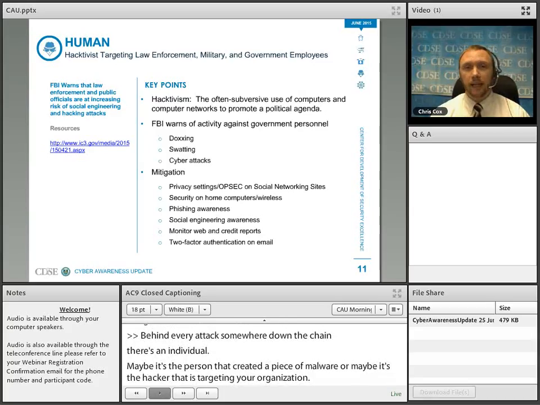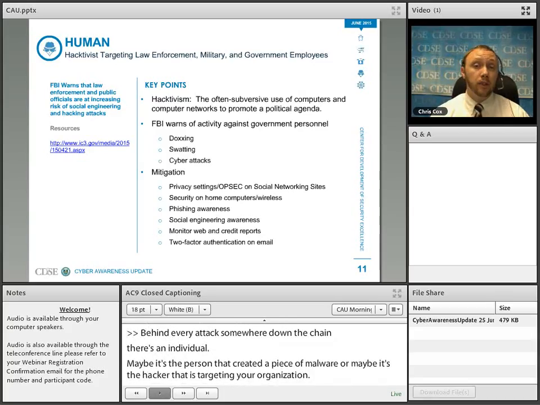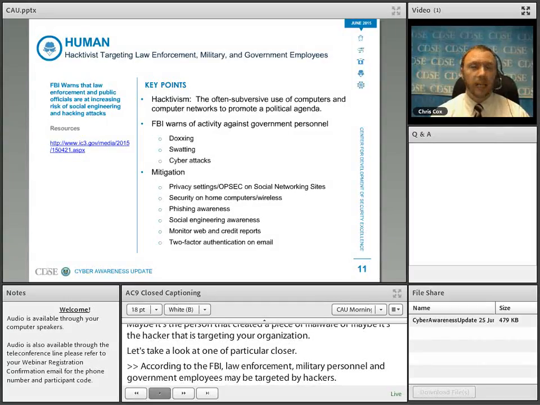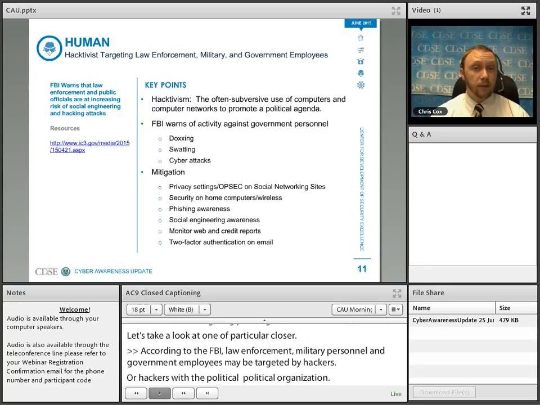According to the FBI, law enforcement, military personnel, and government employees may be targeted by hacktivists, or hackers with a political motivation. This can come in the form of releasing their personal information online, called doxing, or dangerous pranks like swatting, which is tricking a SWAT team into a forced entry into a victim's home, or even cyber attacks. So maintaining a good cybersecurity posture is part of the best defense here.